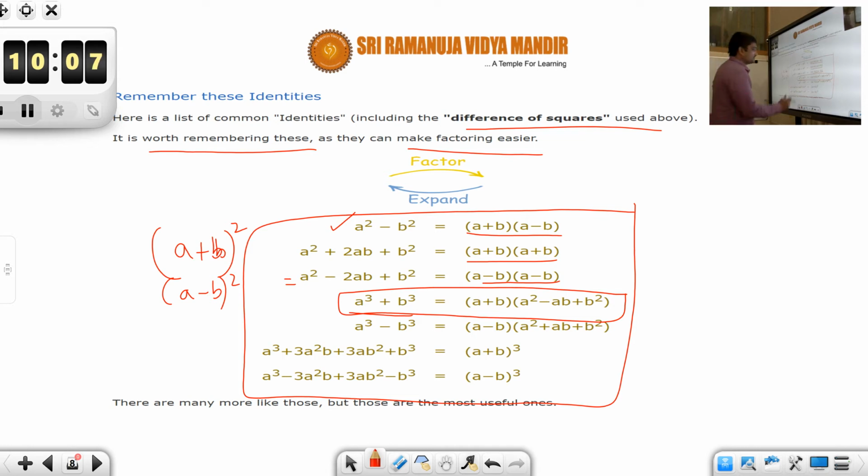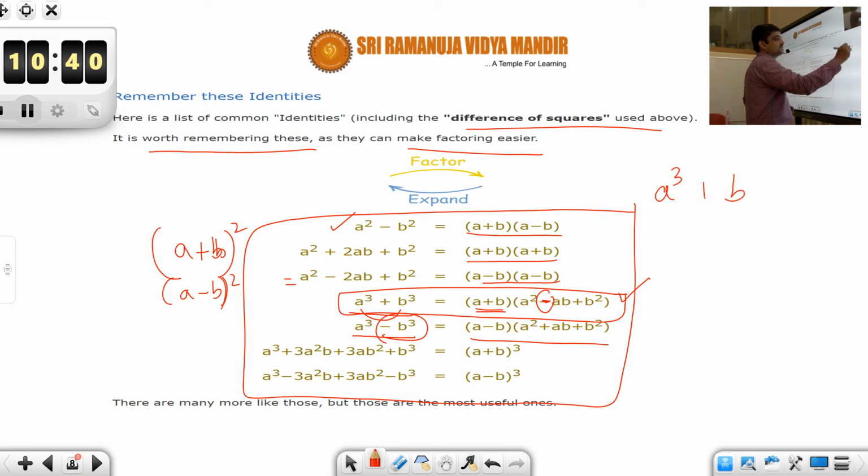A cube plus b cube, that is a plus b, the sum of these two terms, and then a square minus ab plus b square. Students, don't get confused here. It is a minus sign. Whenever you are adding two cubes, in between here you will get a minus sign. If a cube minus b cube, then you will get a minus b times a square plus ab plus b square. If you could memorize this one, this formula is pretty easy. Simply substitute minus b in place of b, since a cube plus b cube is there, right? Substitute minus b in place of b.